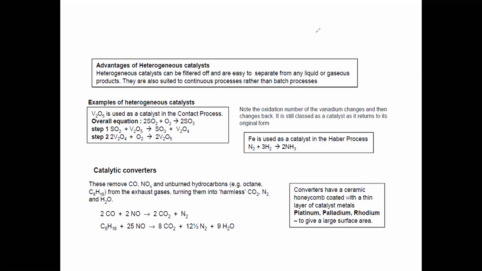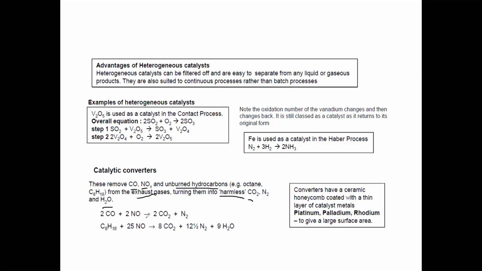So these catalytic converters absorb this carbon monoxide. When nitrogen oxide reacts, it will oxidize carbon monoxide to carbon dioxide and reduce nitrogen monoxide to nitrogen. So these remove carbon monoxide, oxides of nitrogen, and unburned hydrocarbons such as octane from exhaust gases by turning them into harmless carbon dioxide, nitrogen, and water.